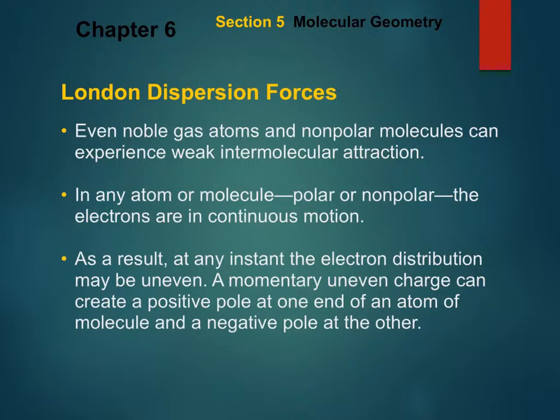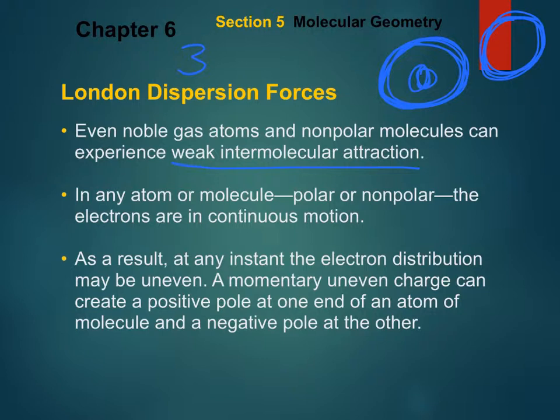All right, our third intermolecular force is called London dispersion forces. And even noble gas atoms and nonpolar molecules can experience a very weak intermolecular force. What is happening in this one is that as your electrons rotate around your nucleus, you sometimes will be near another molecule. And so periodically you will have a temporary uneven distribution of electrons.